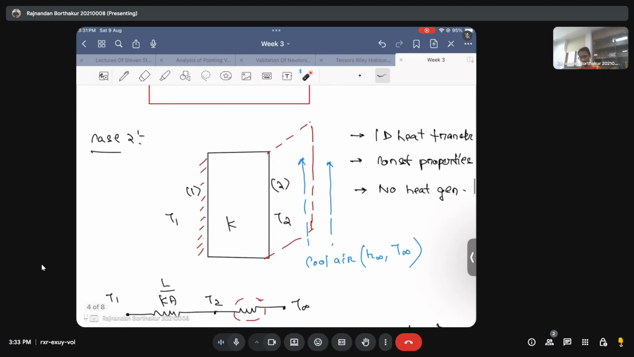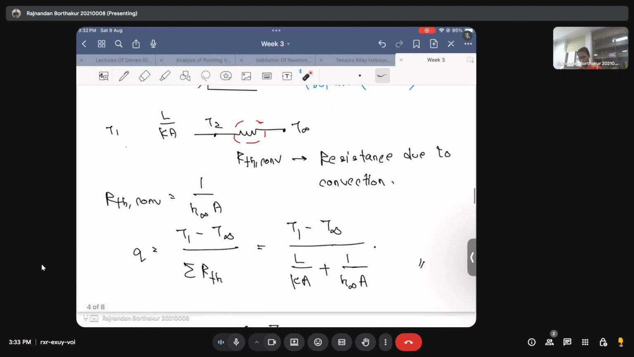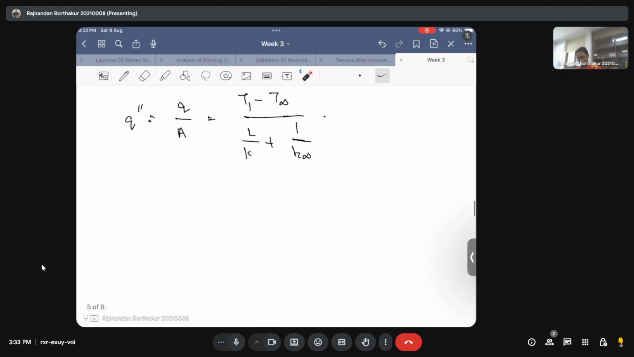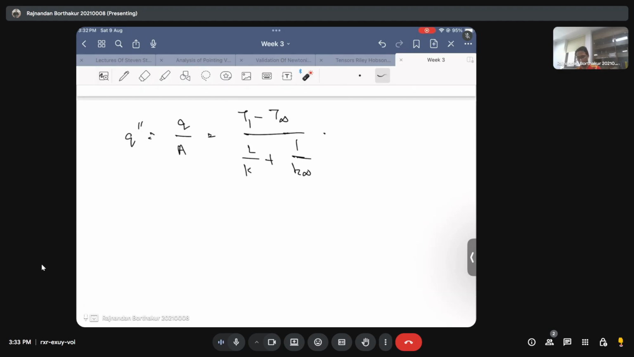And then we saw a scenario where one face was insulated and the right hand side of the face is exposed to ambient air, which bears a heat transfer coefficient H infinity and a temperature T infinity. And then effectively we wrote what will be the rate of heat transfer for that case, in terms of the resistances that are involved.